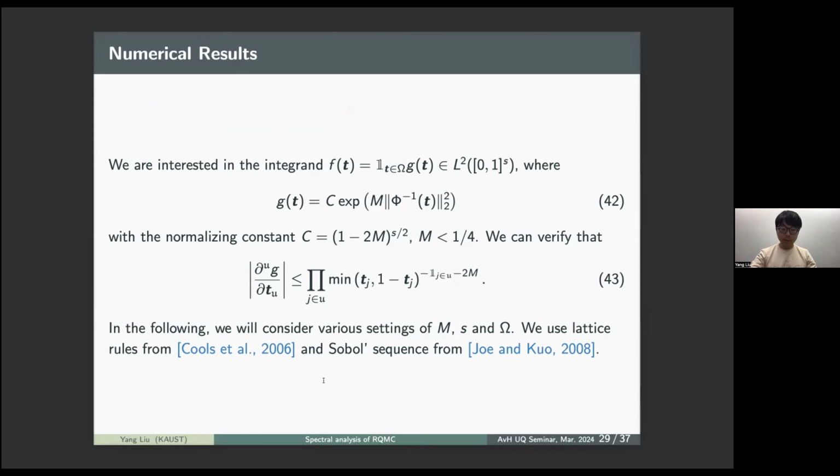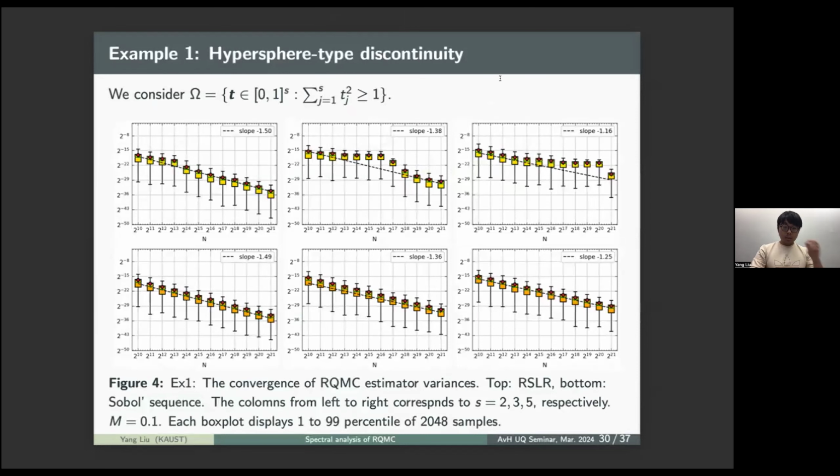In the following, we'll consider various settings of the constant m, the dimension s, and different types of omegas. We'll use the lattice rule and the Sobol sequence from the earlier literature. First, we consider a hypersphere type discontinuity, where omega is the set where the summation of t_j squared is greater than or equal to 1. So it's the hypercube minus this hypersphere.